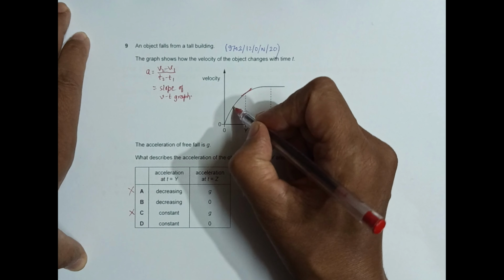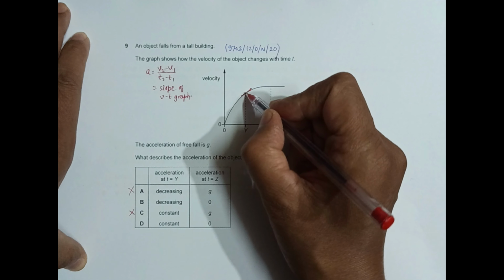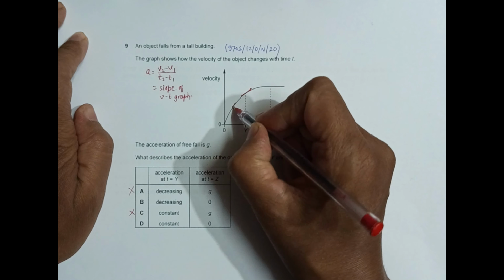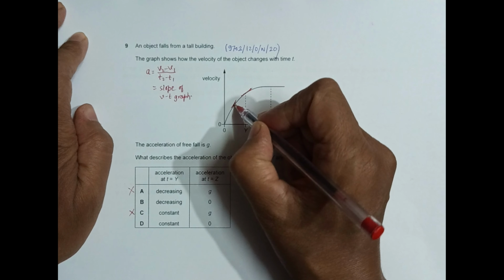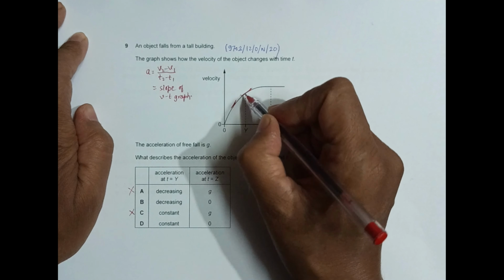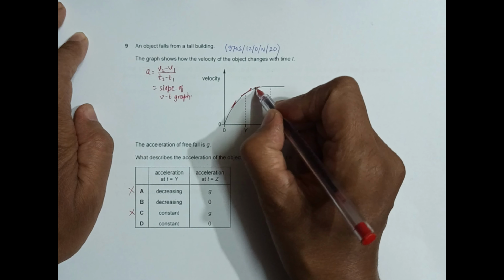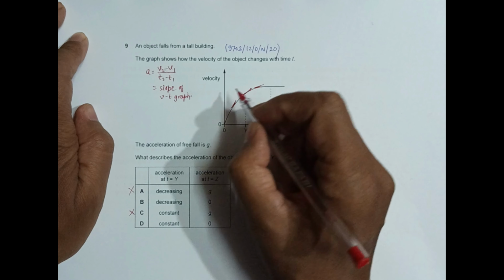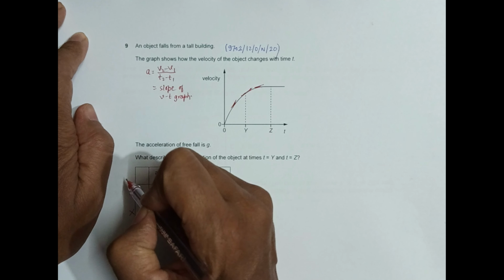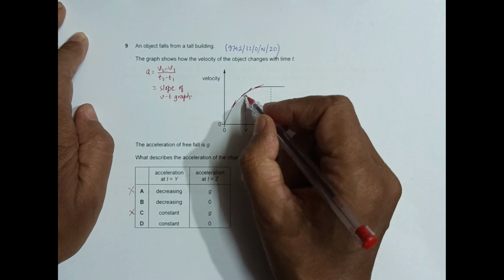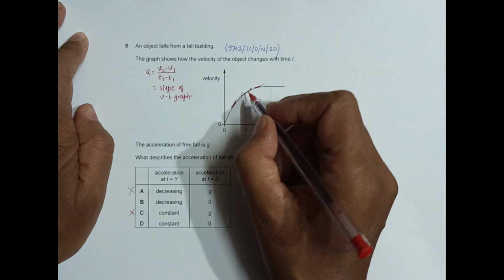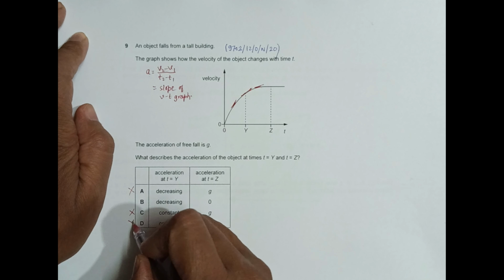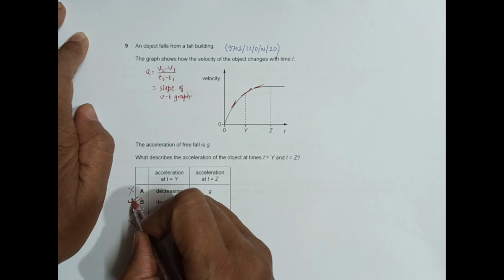Now if I have to know what is happening at y, I have to know what is happening just before it and just after it. Here the slope is high, it is more inclined, and here the slope is less, and here the slope is even less. So that means the slope is decreasing. Slope decreasing means a should be decreasing. So at time t equal to y, the slope of the graph is decreasing. So this choice is constant, so it should not be the choice. This should be the correct choice.